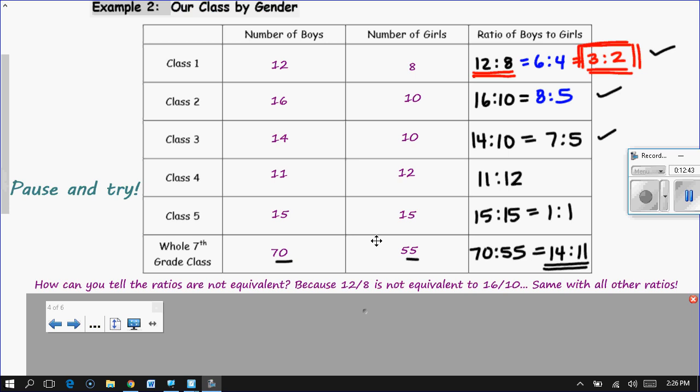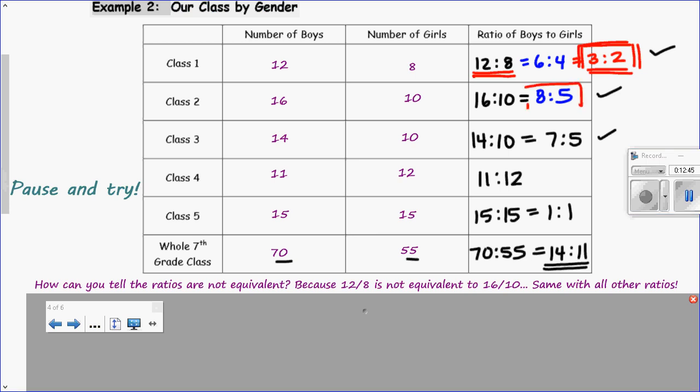Okay, so again, I'll go ahead and box all those in red so you can see. 3 to 2 is not the same as 8 to 5. It's not the same as 7 to 5. Not the same as 11 to 12. Not the same as 1 to 1. And then none of those were equal to 14 to 11. So these are all ratios. They are not equivalent.